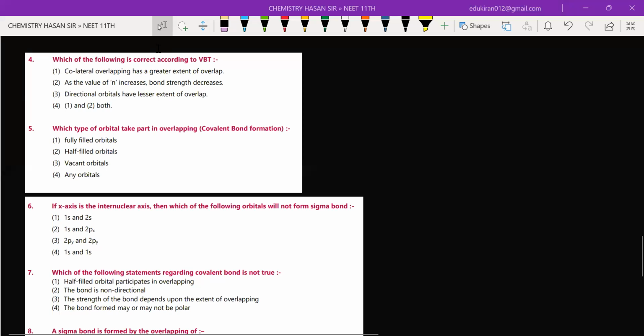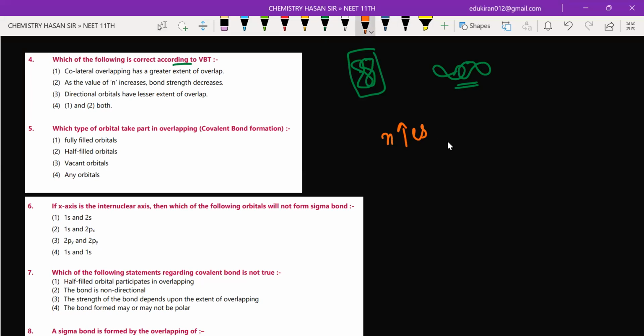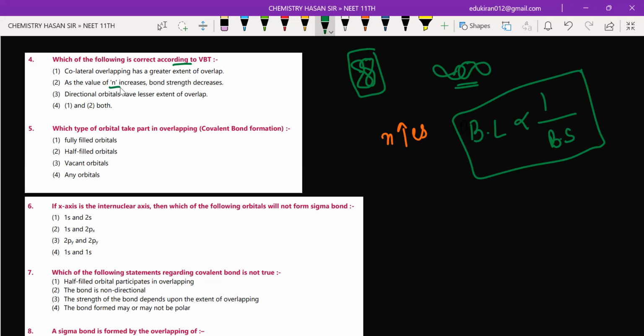Oh, wrong it is. See, which of the following is correct according to VBT? Lateral overlapping, that means this overlapping, is not a greater extent of overlapping. Head-on overlapping is more extent of overlapping. But this is true that when n increases, the atom is larger and bond length is greater. When bond length increases, bond strength decreases. They are inversely proportional to each other. So when the principal quantum number increases, it has greater bond length. That's why as the value of n increases, bond strength decreases. This is the correct one.